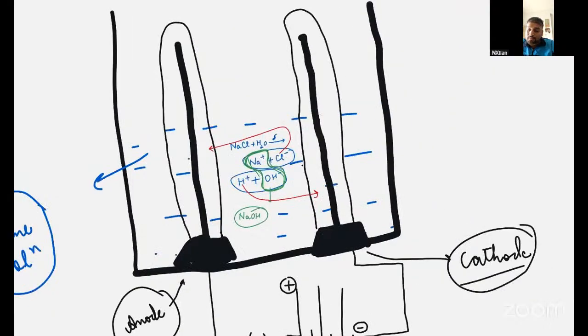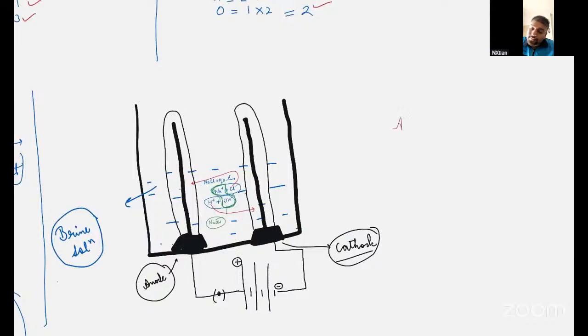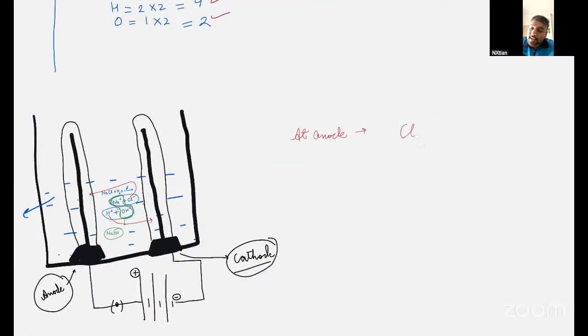Okay, so at the anode, what will happen? At the anode, 2 Cl minus ions will release to form chlorine gas and 2 electrons. And at the cathode, what will happen? 2 H plus ions will get 2 electrons to become hydrogen gas.